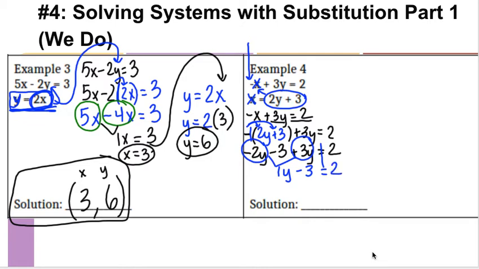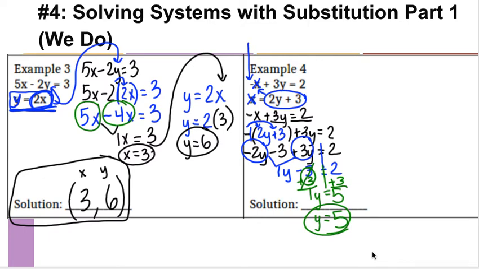Now I use some zero pairs to get the y by itself. So I'm going to add 3 here. This makes 0. So now I've got 1y is equal to positive 5, or just y is equal to 5.